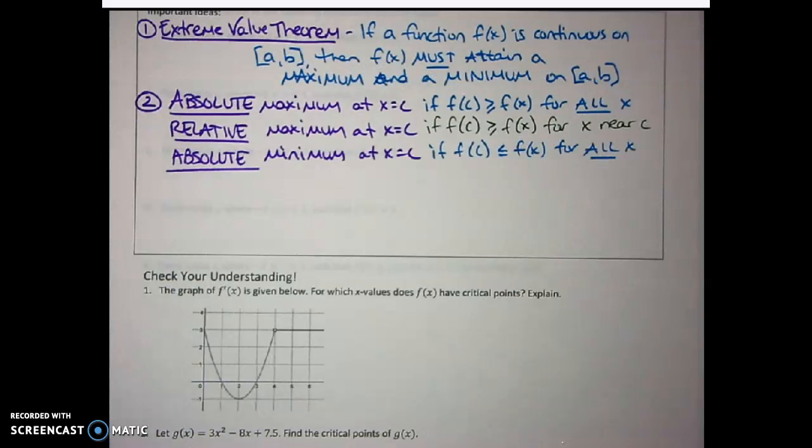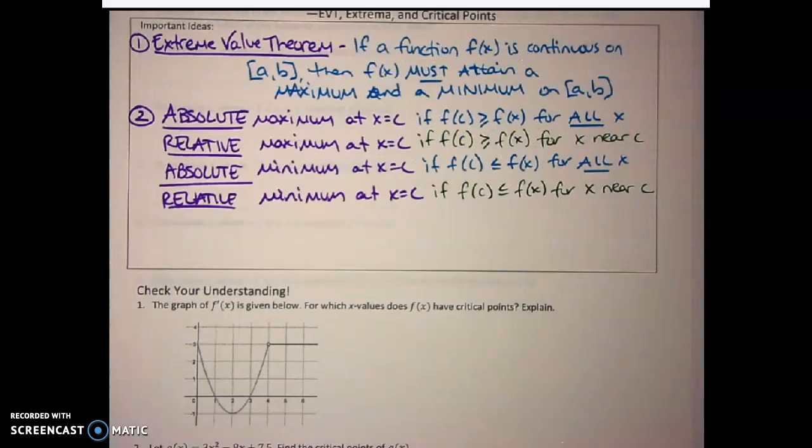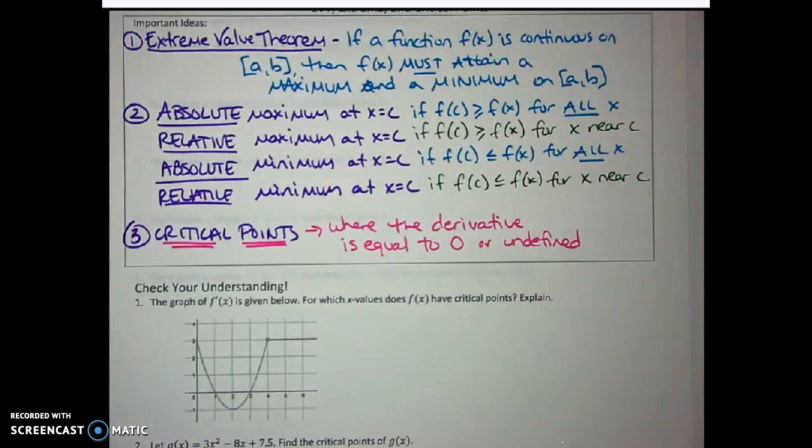Similarly, there's going to be an absolute minimum if, when I plug c into the function, I get the smallest value of any other x that I can plug into that function. It's absolutely the smallest value. And finally, a relative minimum is going to be at c if, when I plug in c, it's the smallest value in that general vicinity. In other words, graphically, it's going to be a valley on a graph. And finally, the third main topic of this section is critical points. Critical points are where the derivative is equal to 0 or undefined.